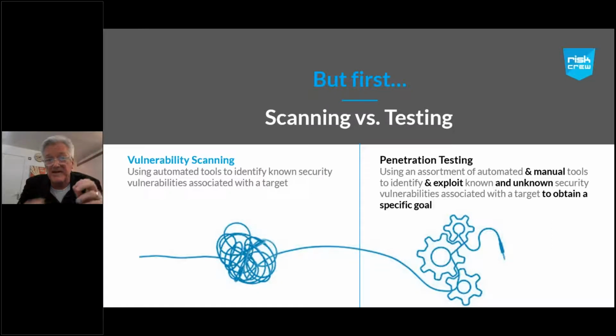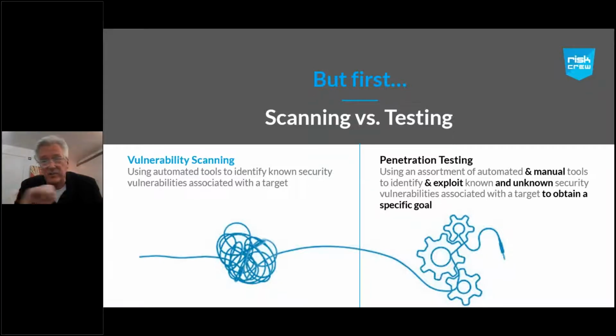And so just the basic definition. Vulnerability scanning is using automated tools to identify known, industry recognized security vulnerabilities associated with a target, a website, a system. When you use the word target, it could be a URL or an IP address. But a vulnerability scan is an automated process against a database of known vulnerabilities.